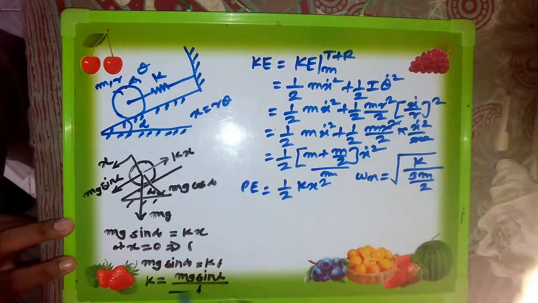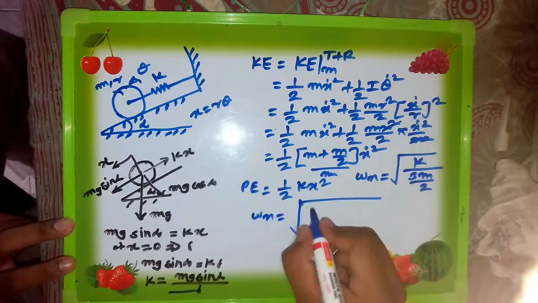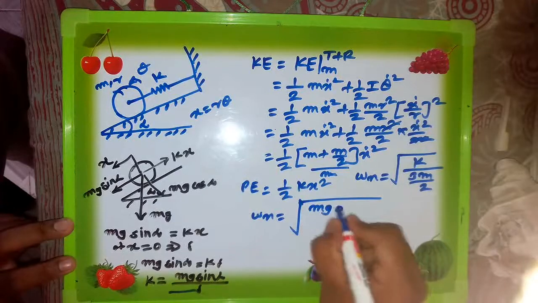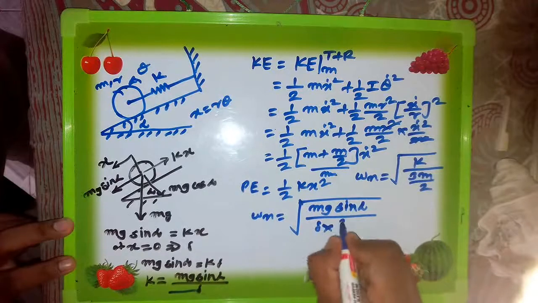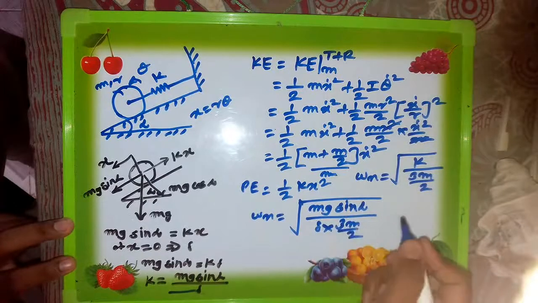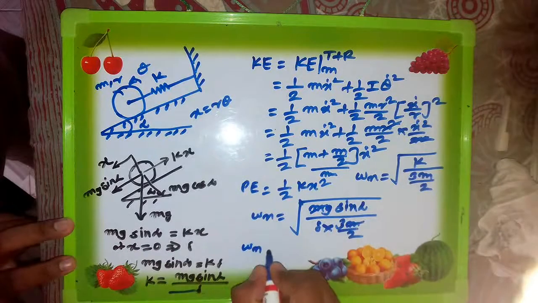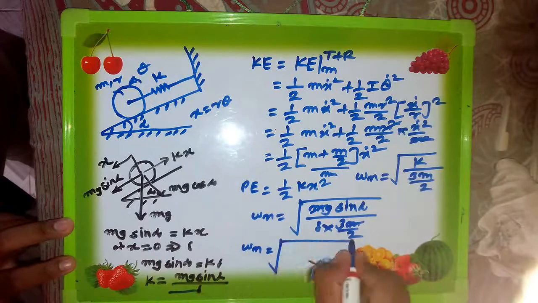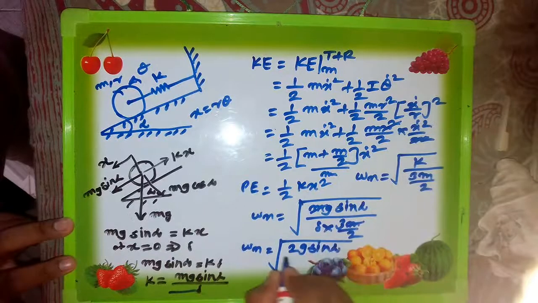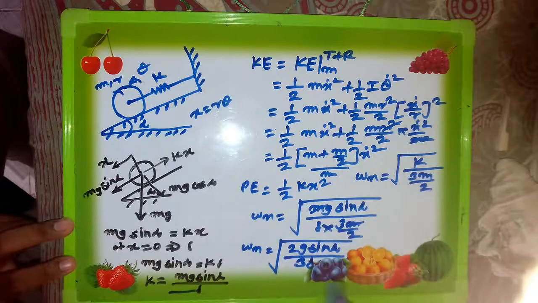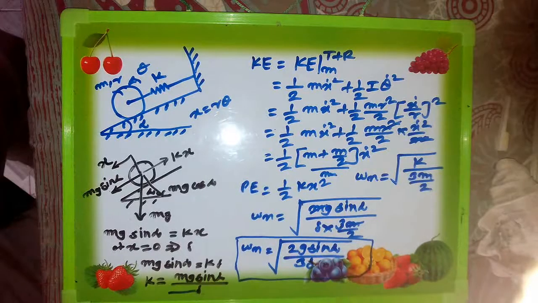Now if I put this value of k in the above equation, what I can write down is omega n is equal to square root of mg sin alpha upon delta into 3m divided by 2. So this m and m will cancel out. So your simplified answer will be omega n is equal to square root of 2g sin alpha upon 3 delta. So this is the final answer for the given problem if it is a roller.